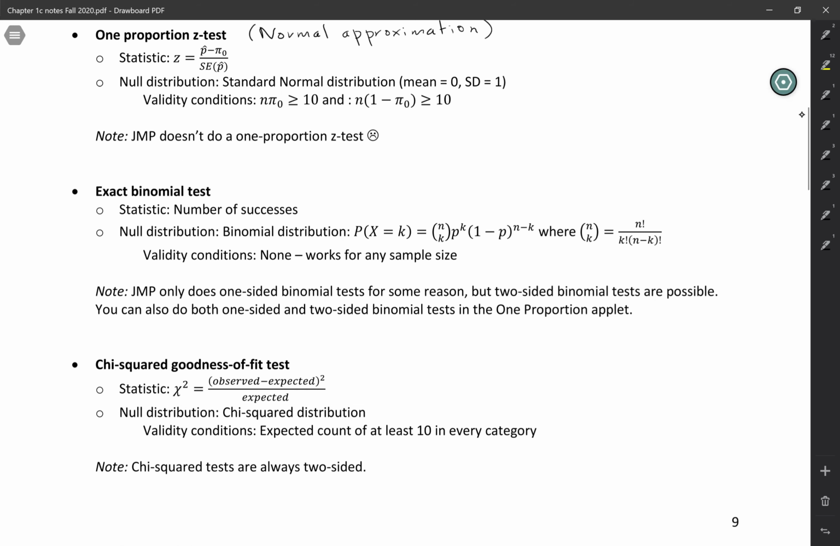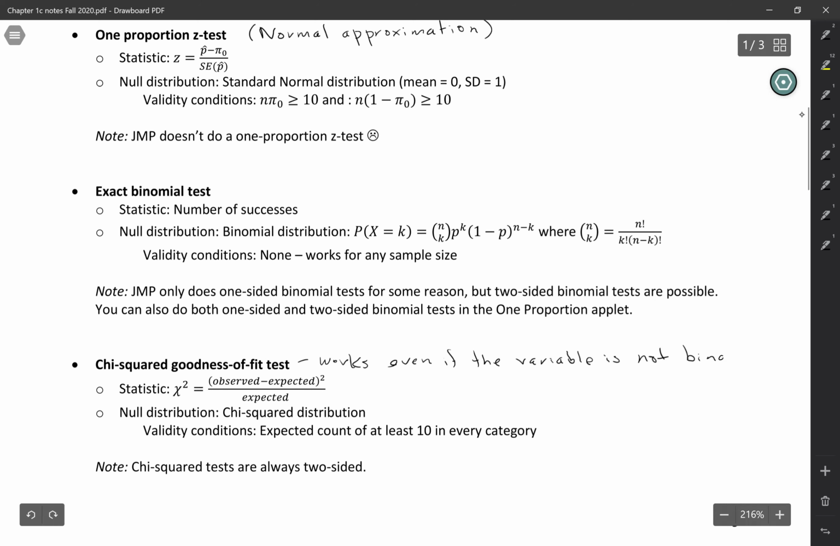And the last test that we're going to be talking about can be used in even more scenarios than the other tests that we've learned so far, because a chi-squared goodness of fit test works even if the variable is not binary. So this is still for categorical data, but it doesn't have to be just success failure. You can have data that's not binary, so 3 separate categories, and you care about all 3 categories. You don't want to lump any of them together. That's a chi-squared goodness of fit test.